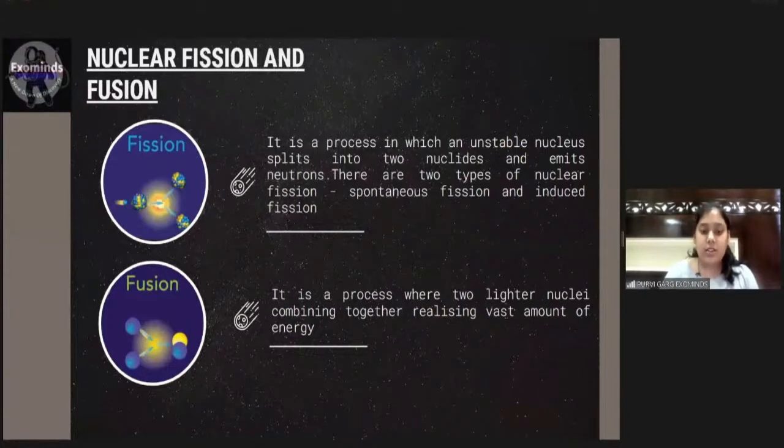Fusion reaction occurs in the star where two hydrogen nuclei fuse together under a high temperature and pressure to form the nucleus of a helium atom.